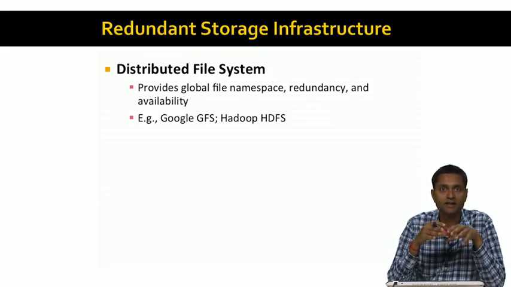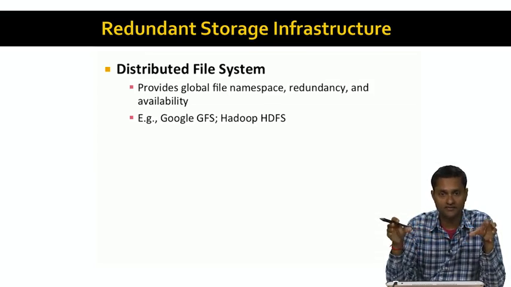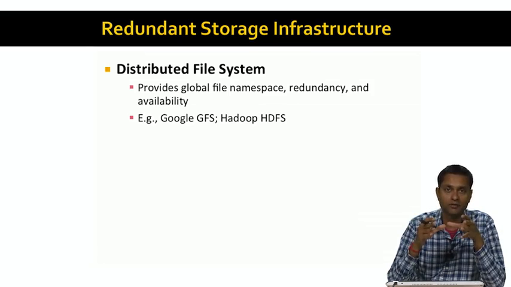The first piece is the redundant storage infrastructure. Now, redundant storage is provided by what's called a distributed file system. A distributed file system is a file system that stores data across a cluster, but stores each piece of data multiple times. So the distributed file system provides a global file namespace. It provides redundancy and availability. There are multiple implementations of distributed file systems. Google's GFS, or Google File System, is one example. Hadoop's HDFS is another example. And these are the two most popular distributed file systems out there.